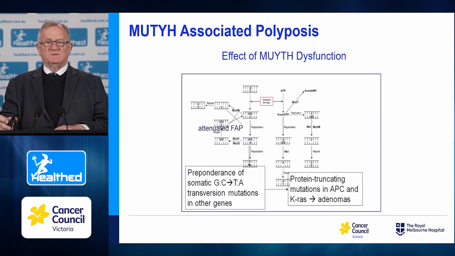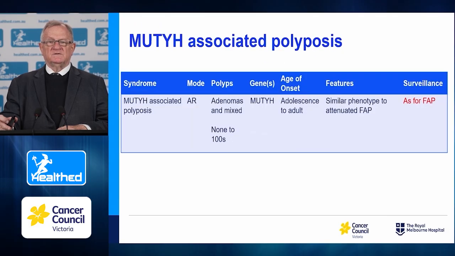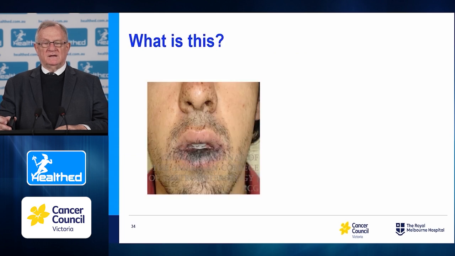So recessive, it's a base excision repair gene which is not functioning, and when both copies are not functioning in the germline, then the capacity to excise faulty bases is not there, leading to specific somatic mutations in the APC gene, which drives the formation of adenomas. And as I say, the surveillance is very similar to what we see in FAP.